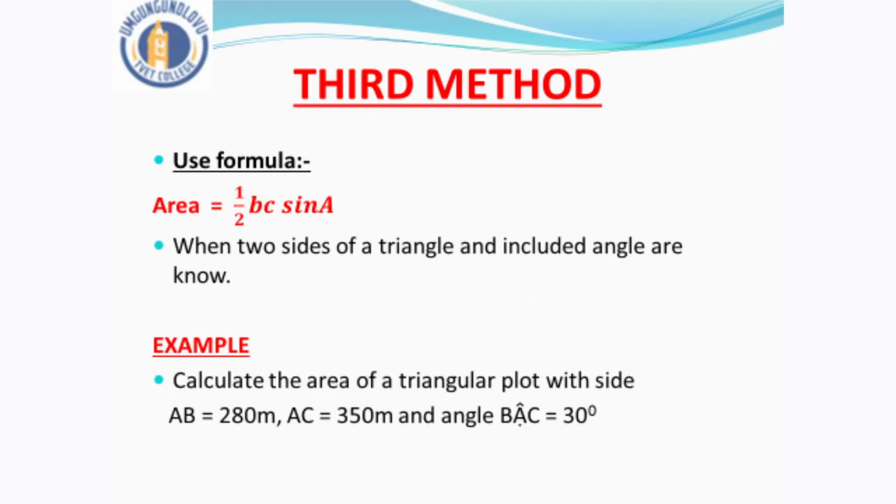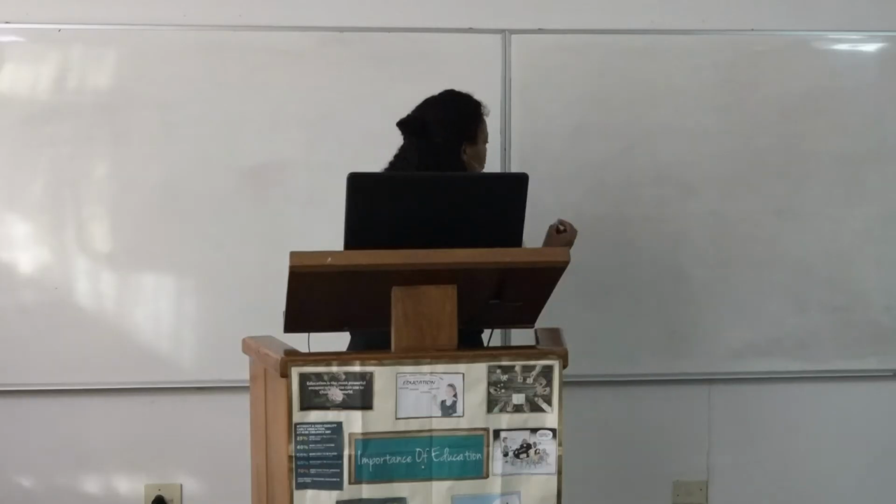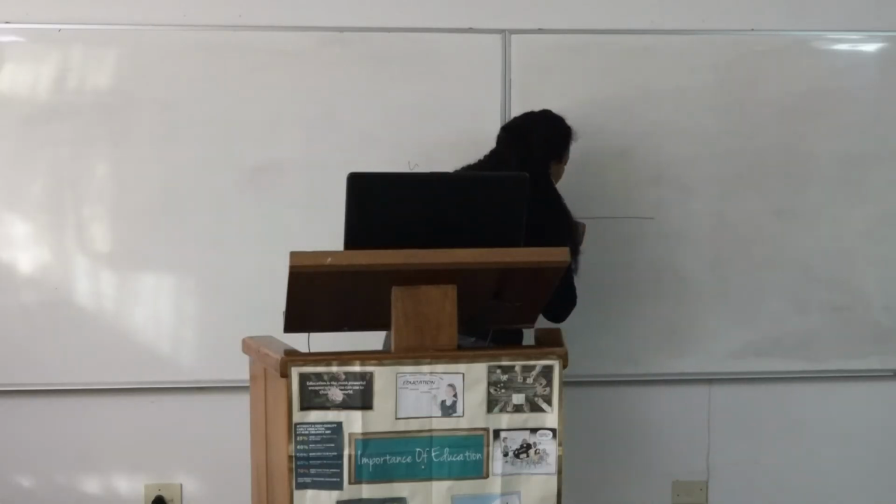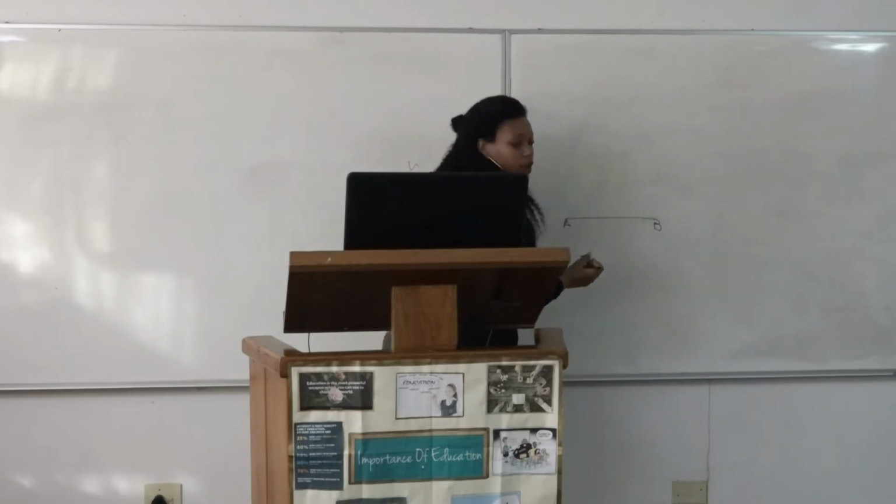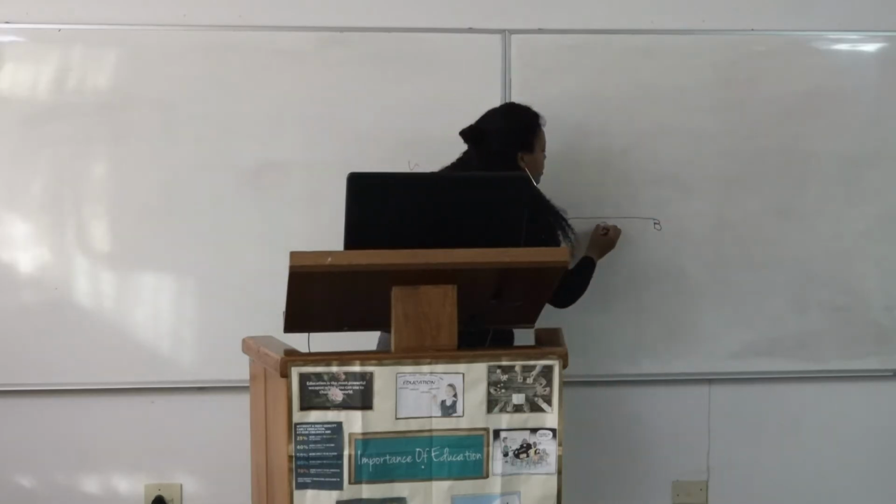Okay, so let us look at the example here. Calculate the area of the triangular plot with the side AB equal to 280 meters, AC equal to 350 meters, and the angle BAC equal to 30 degrees. Okay, we need to draw our freehand sketch of this triangle. Okay, we've got line AB, which is 280 meters.